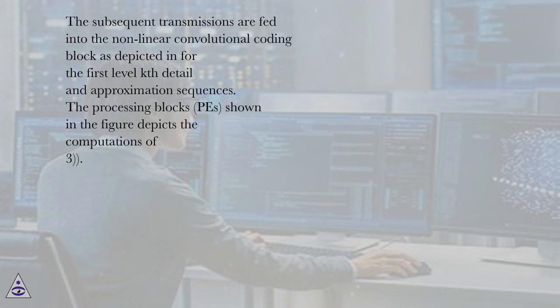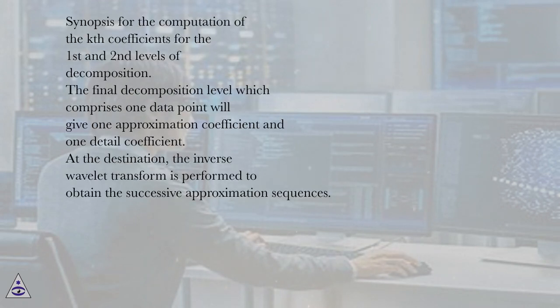The subsequent transmissions are fed into the nonlinear convolutional coding block as depicted in the figure for the first level kth detail and approximation sequences. The processing blocks, Ps, shown in the figure depict the computations of equation 3. Synopsis for the computation of the kth coefficients for the first and second levels of decomposition. The final decomposition level, which comprises one data point, will give one approximation coefficient and one detail coefficient.